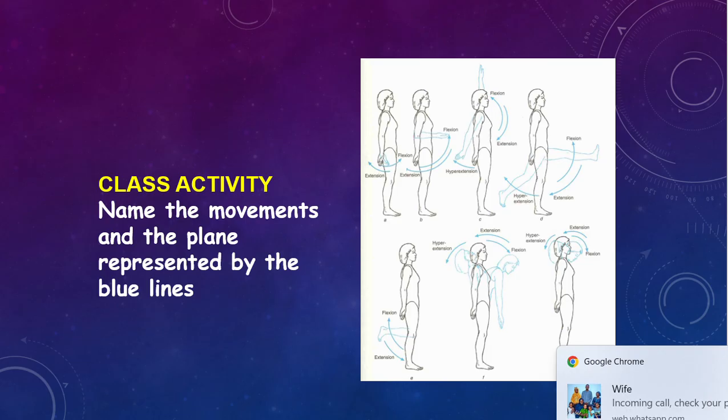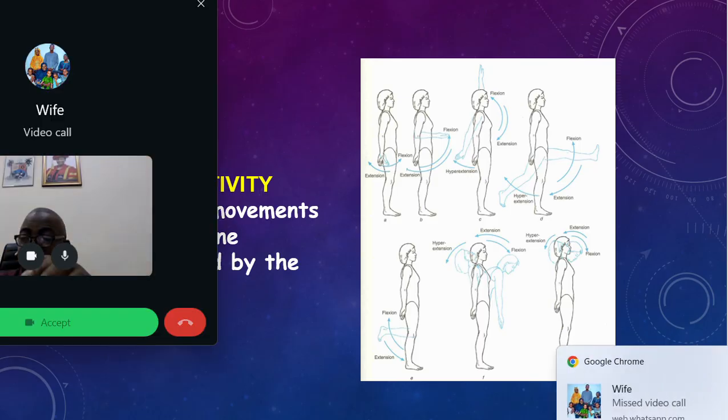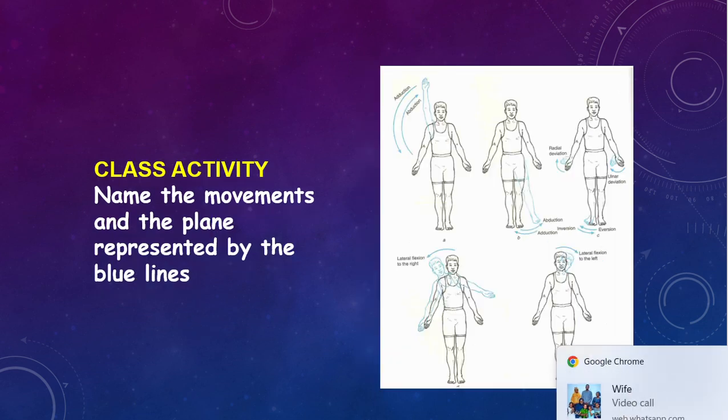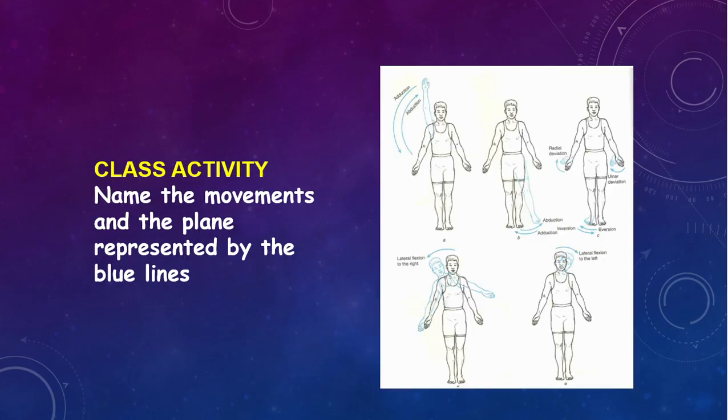Slide number 9 is to name the movement, name the plane, and name the axis of the movement. You have that from slide number 8, slide number 9, and slide number 10.